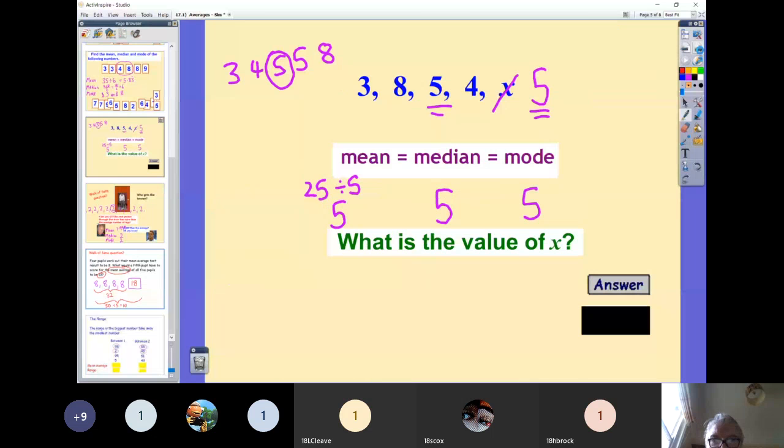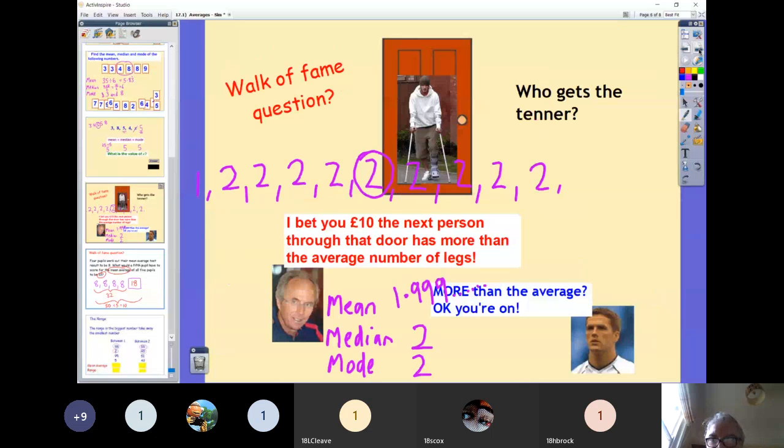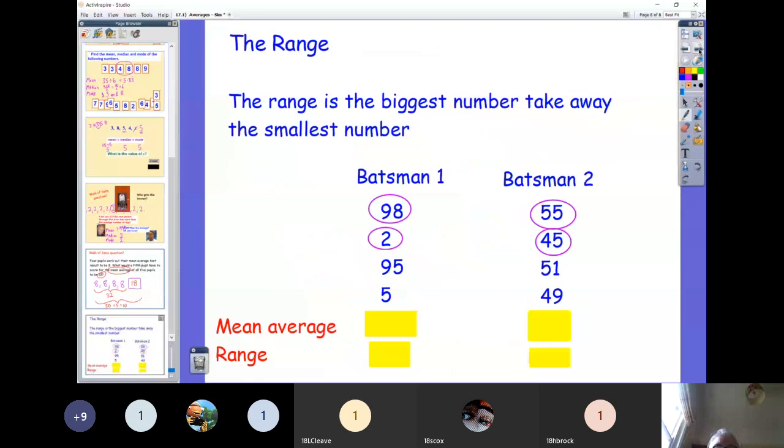So it's easy to work out, but what I want you to start thinking about is just getting a feel about what it tells us. So I want you to imagine that you're a cricket captain and you're trying to choose which of these batsmen you're going to have in your team. Okay? Now, just make a little note of these scores that these 2 batsmen have got in their last 4 innings. All right? Batsman 1 got 98, then he got 2, then he got 95, then he got 5. Okay? Whereas batsman number 2 got 55, 45, 51, and 49.